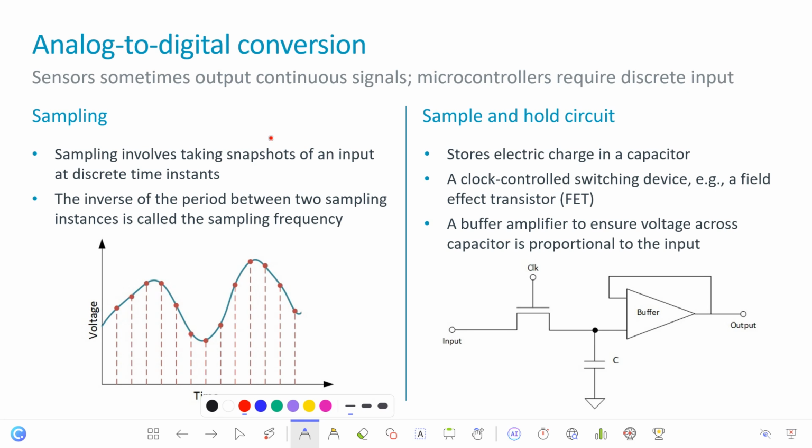So I need to convert it. How am I going to convert it? Through something called sampling. The process is known as sampling and involves recording the input signal amplitude at a discrete time interval.